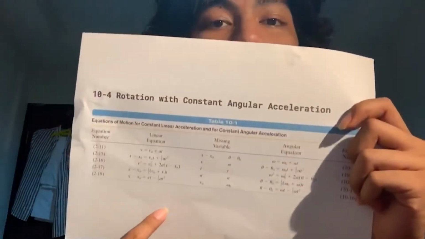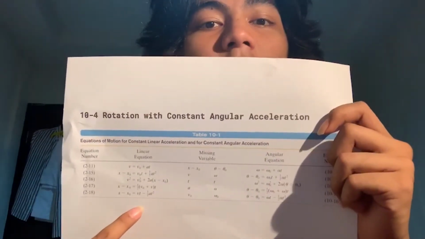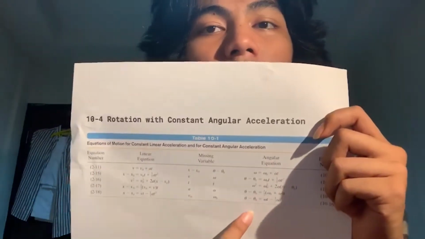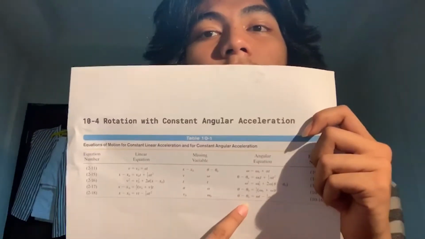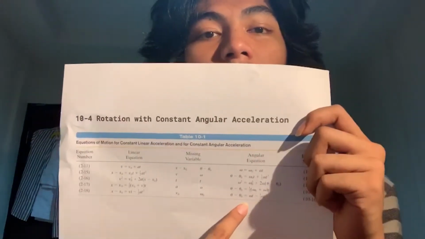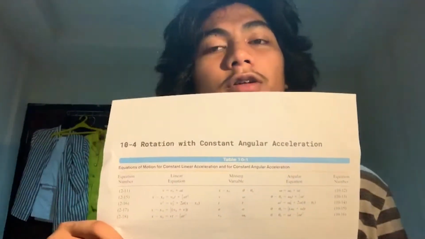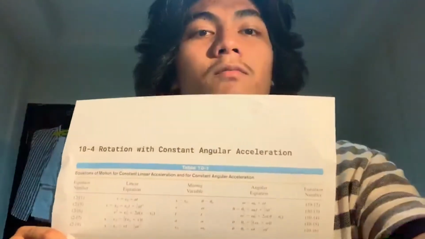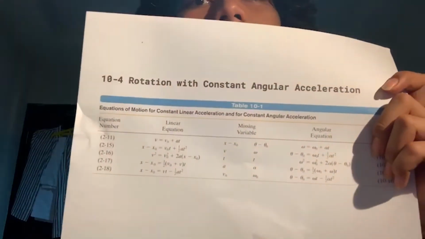The last one is x minus x0 equals v times t minus half times a times t to the power of 2. In the angular equation, theta minus theta 0 equals omega t minus half times alpha times t to the power of 2. In pure rotation, the case of constant angular acceleration is important, and a parallel set of equations holds for this case.